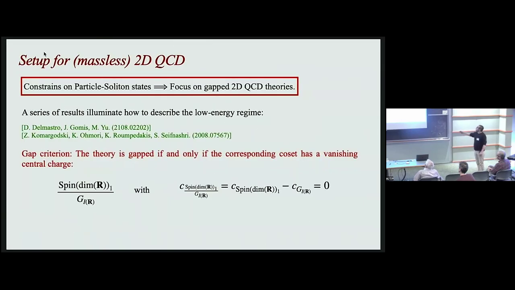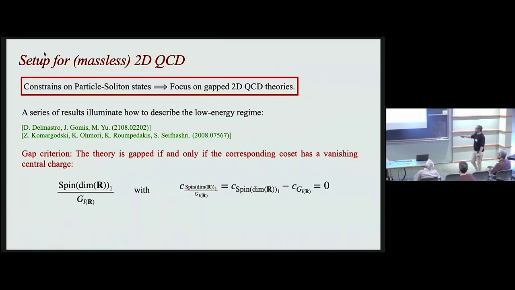Okay. So because we care about constraining particle-soliton degeneracy, we are going to focus on gapped 2D QCD theories so that we can isolate any possible gapless modes. We have a discrete set of vacuum states and we can interpolate between them. Essentially what we want is to describe the low energy regime of this theory, and for that we need to know when a 2D QCD theory is gapped or not.